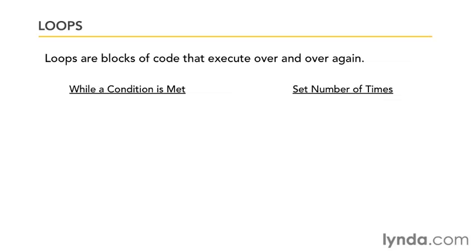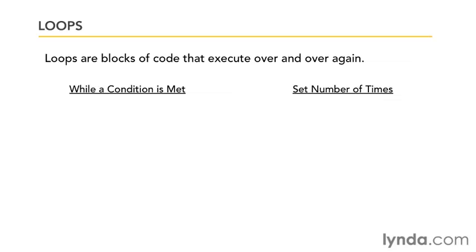There are loops that execute while a condition is met, and there are loops that execute a set number of times. So for example, you might have a loop that's running some piece of code for as long as a certain condition is true, like the user has not logged out, or the end of a file has not yet been reached, or something like that. You might also have a loop that runs a set number of times, the number of people attending a concert, or something like that.